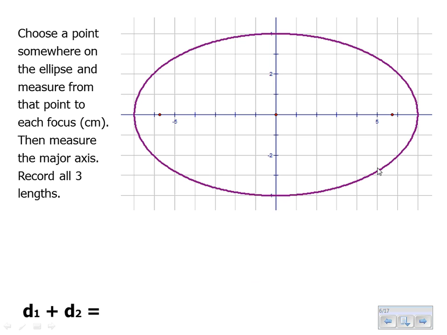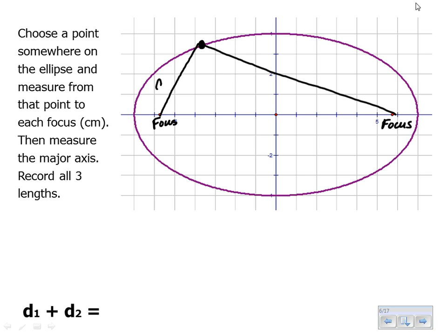Now, what I want you to do is choose a point somewhere on your ellipse. I'm going to pick one here. You pick one wherever you want. It could be anywhere on the surface of the ellipse. And I want you to measure with a centimeter ruler from the focus here to the point, and from the point to the other focus. Only draw a straighter line than I did, because you're going to have a ruler.